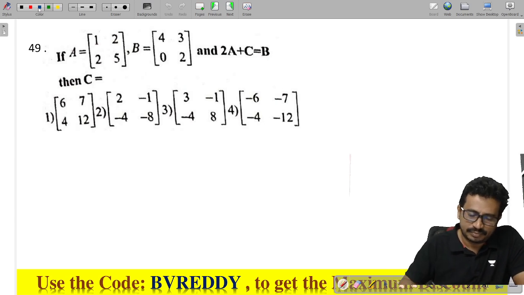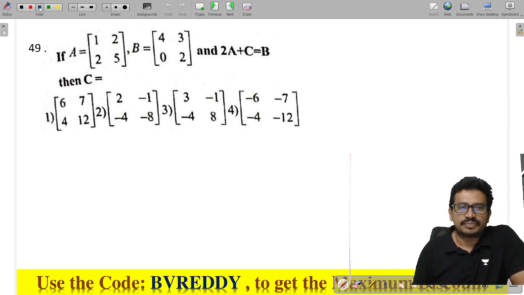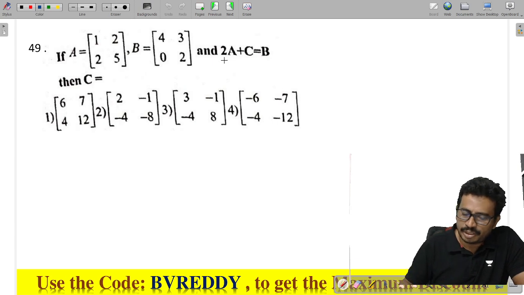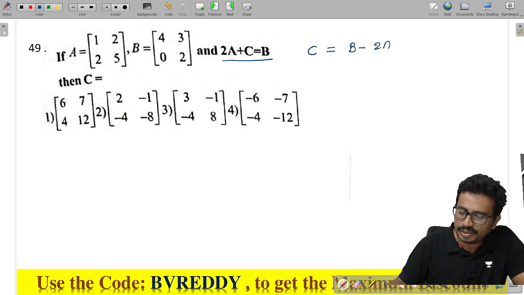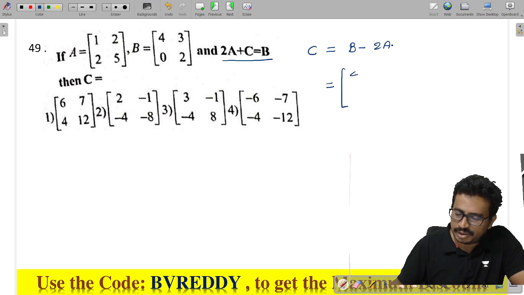Next, see the next problem. A and B are given, and they give the relation 2A plus C equals B. Now what will be the C value? C is nothing but B minus 2A.